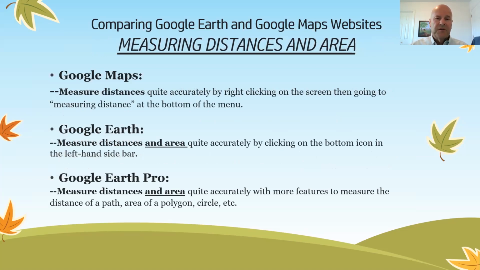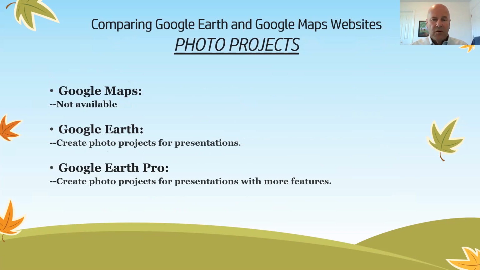Now, in regard to measuring distances and area, in Google Maps you can measure distances and they're quite accurate. You can do the same in Google Earth, and also area. And Google Earth Pro goes even further. You can measure not only distances and area, but also polygons and circles and distance of paths and so forth. Photo projects: in Google Maps, you can't do photo projects, but in Google Earth, you can. You can do photo projects for presentations, and also in Google Earth Pro.